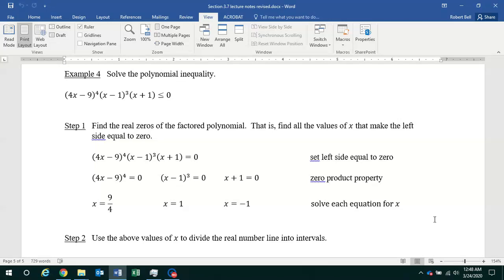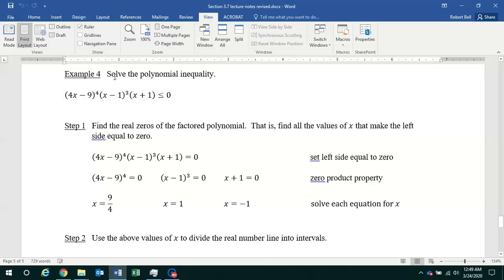All right, class, this is our fifth and final video on section 3.7, polynomial inequalities. We're covering page 5 of your lecture note handout and example 4, the fourth and final example on this topic.